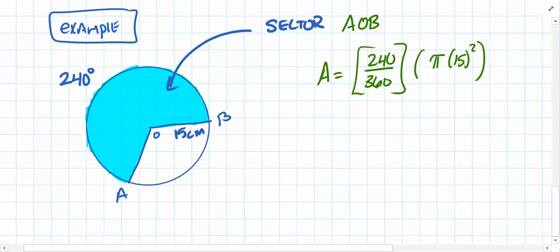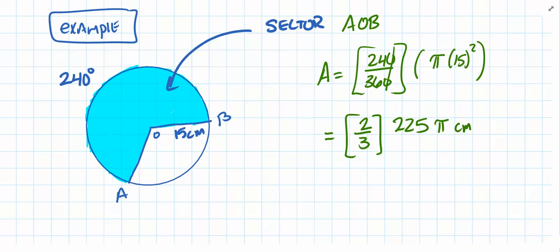Cancel my zeros. What's 24 divided by 36? 2/3. Very good. I have 2/3. Multiply it by, what's 15 squared? 225 pi. And this is centimeters. Good. So what's 2 times 225? 450. Very good. Okay, 450 pi centimeters, all divided by 3.